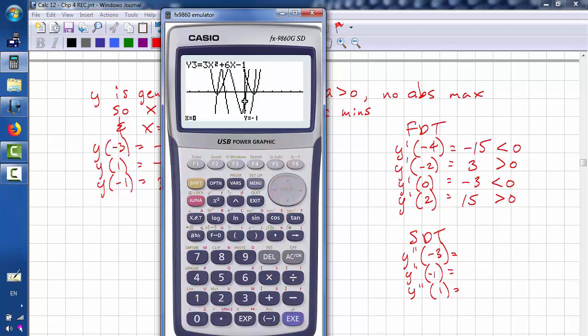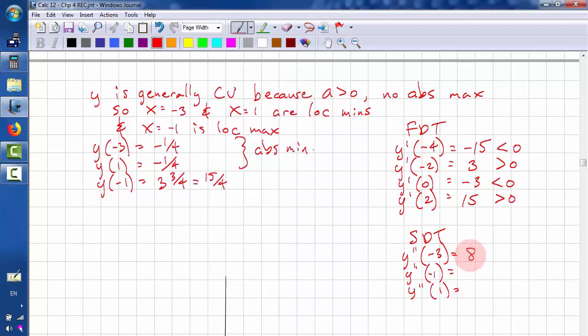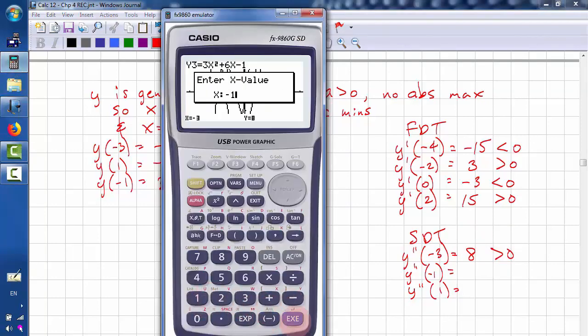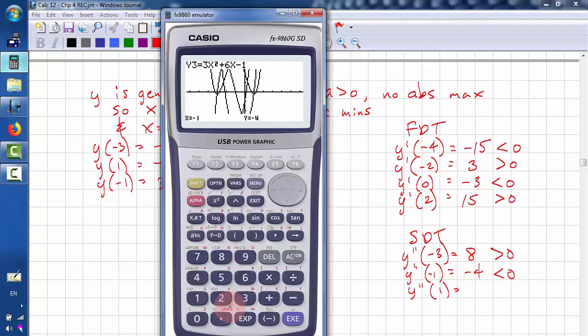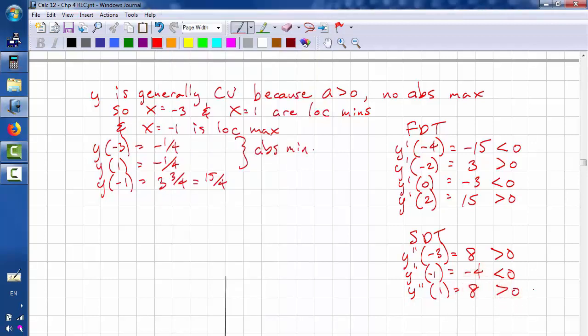Trace, go to the third function, put in negative 3. That's 8. That's greater than 0. Negative 1. Negative 4. That's less than 0. 1. That's 8. That's greater than 0. Okay, we're not concerned about the value as much as whether it's positive or negative. Again, this is concave up, so this is a minimum. Concave down, this is a maximum. Concave up, this is a minimum.